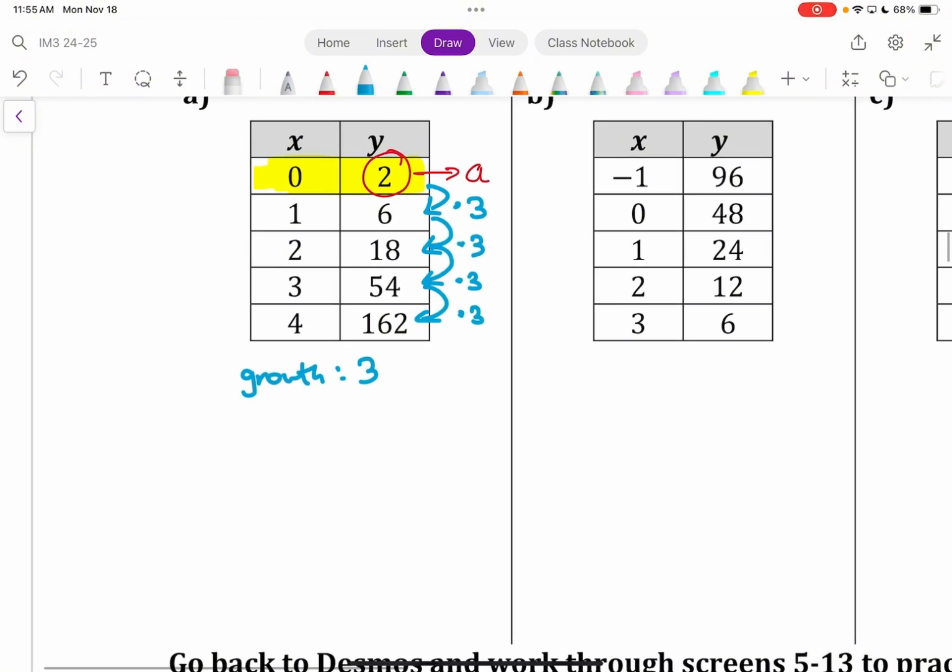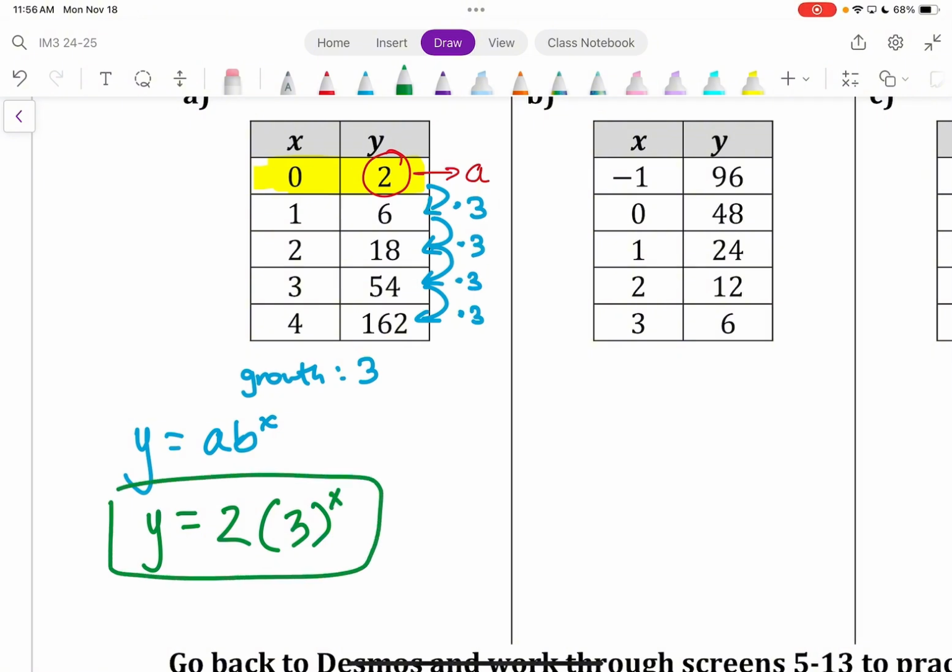So to write an equation for the first one, we have y equals A B to the x. Let's replace these letters. Y equals A. A is your y-intercept. What is the value of y in the y-intercept? 2. So y equals 2, parentheses. What is your growth? 3. 2 parentheses 3 to the x. And that is your solution. This is the equation that represents the table. Like I said, you only need to know two things: the growth and your starting value, or your y-intercept.